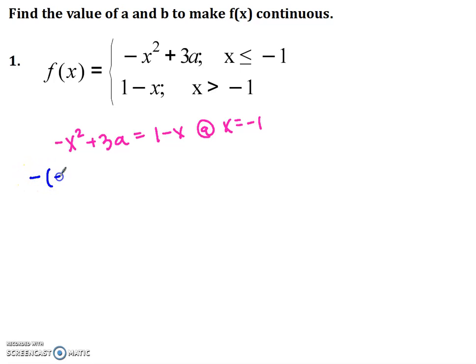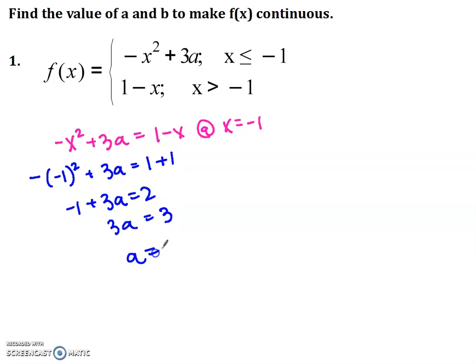So that'll be a -1 squared plus 3a equals 1 minus a -x, so that'll be plus x. So I'm going to square the -1, that'll be +1, then make it negative, add the 1, and then divide by 3 to get a equals 1.